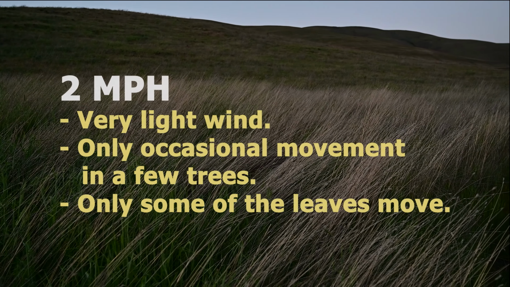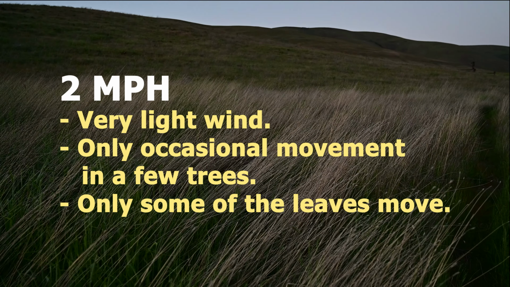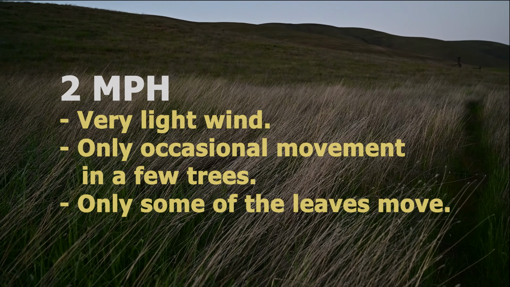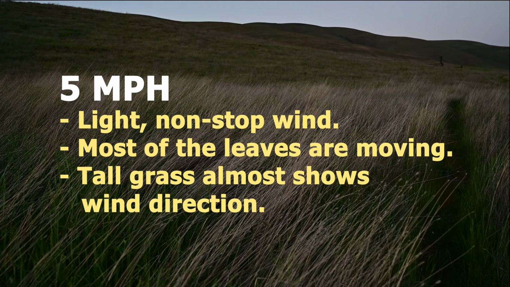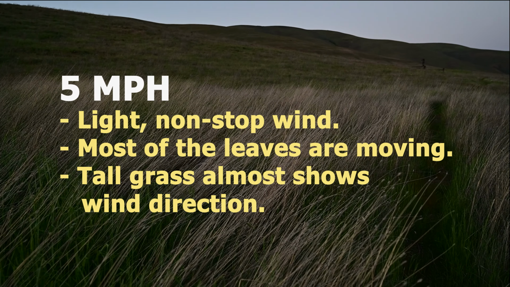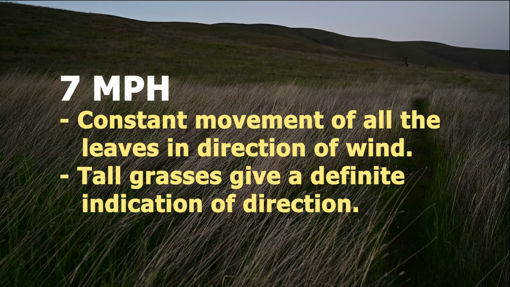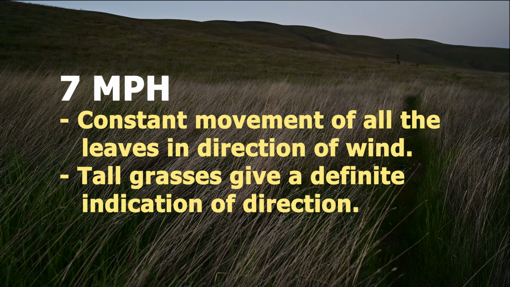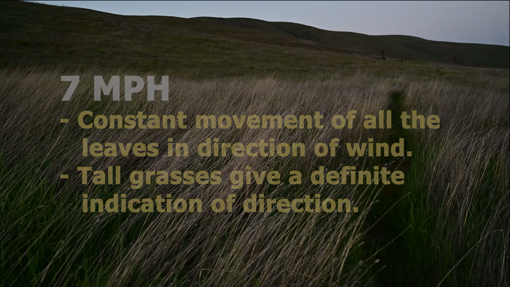2 miles per hour, very light wind with only occasional movement in a few trees, with only some of the leaves moving. 5 miles per hour, light, non-stop wind with most of the leaves moving. Tall grass almost shows wind direction. 7 miles per hour, constant movement of all the leaves in the direction of the wind. Tall grass gives a definite indication of direction.